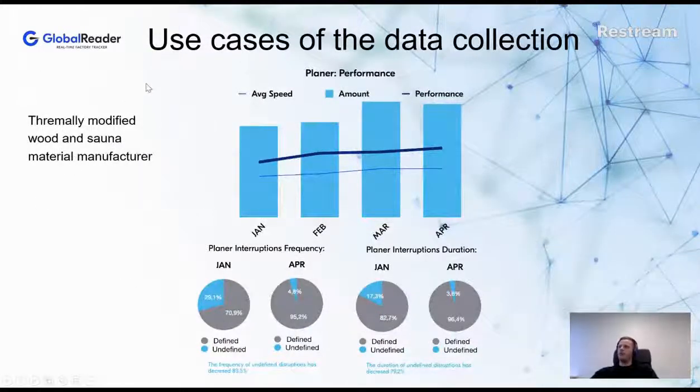Also, another data use case of the data collection is this thermally modified wood and sauna material manufacturer. As you can see from the slide over here, defining the undefined interruptions will already have an effect on their duration. And this itself already affects some of the key metrics. For example, the average speed, the amount of either pieces or product done, and also the performance.